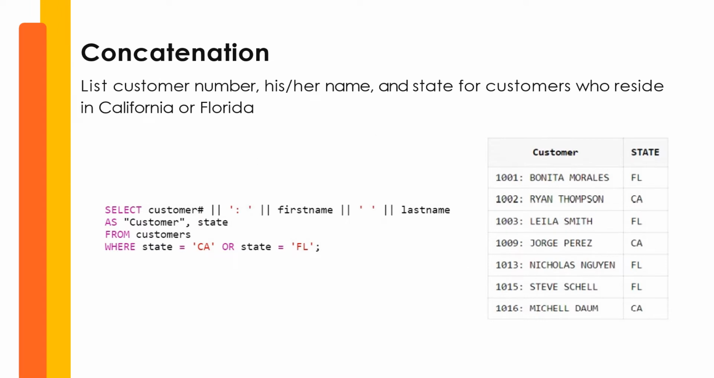We can also combine certain strings from different columns using the concatenation operator. In here, we concatenate the customer number, the first name, and the last name, and make it appear as one column named customer in our output.